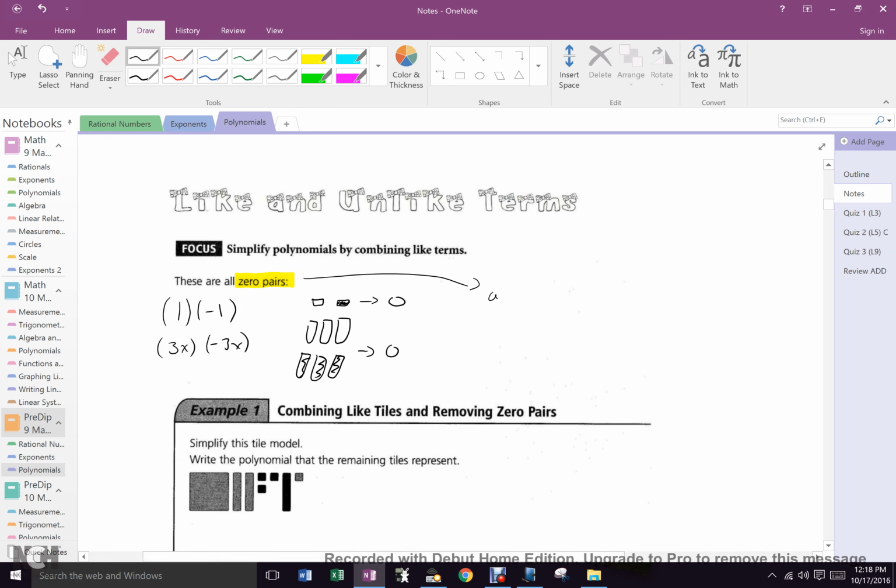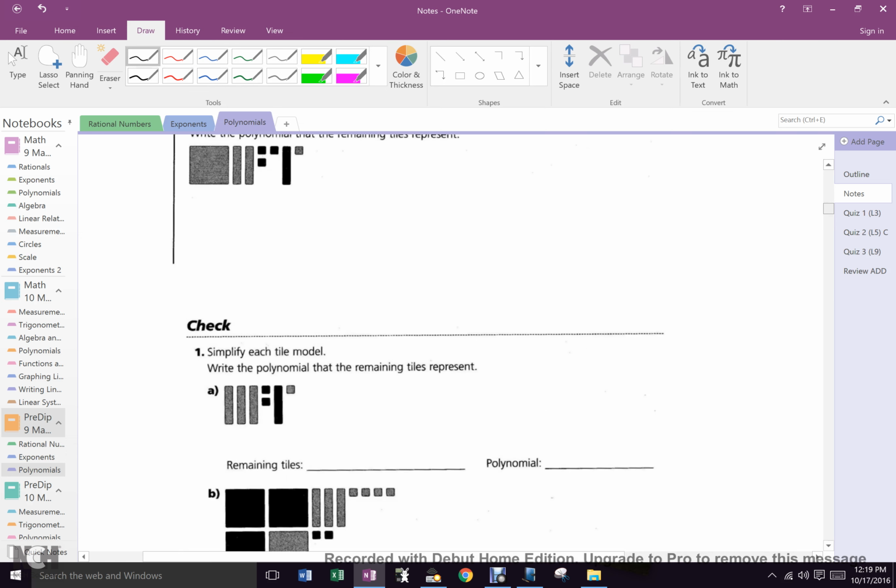A zero pair is a pair of opposite polynomials. Now, the example I've given here, they are monomials, yes? Yeah. But they can indeed be polynomials as well, which we will get to as we get further into this. But as always, I start with the bare bones.